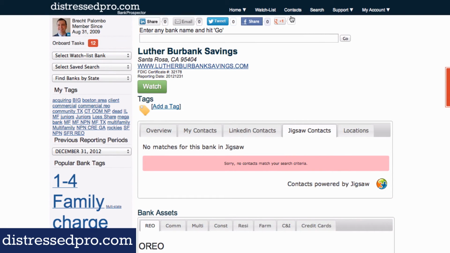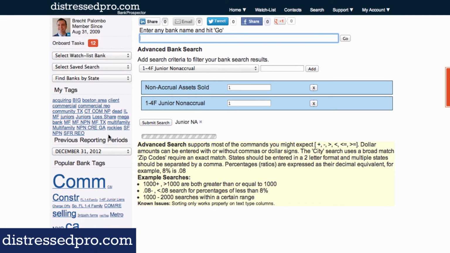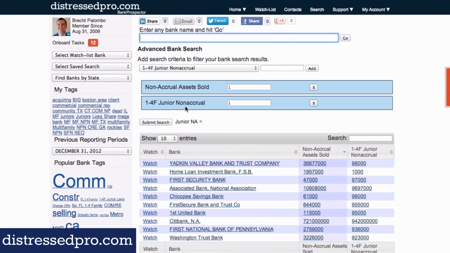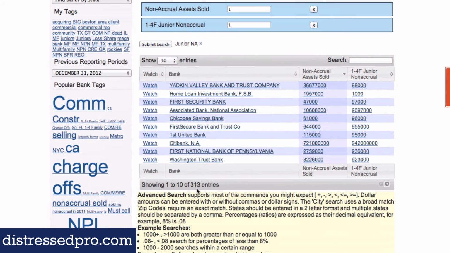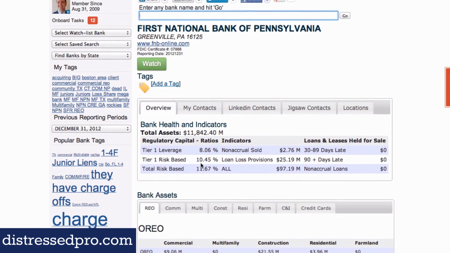If you're going to be calling through lots and lots of banks, well, don't do that. What I would suggest is you come in here. Here's non-accrual assets sold, junior. They have some junior non-accrual. It's 313 banks. And so you're going to identify who your best possible targets are, because you know they have the product, you know that they're in the habit of selling non-accrual, and we know that they're healthy enough to sell over here.